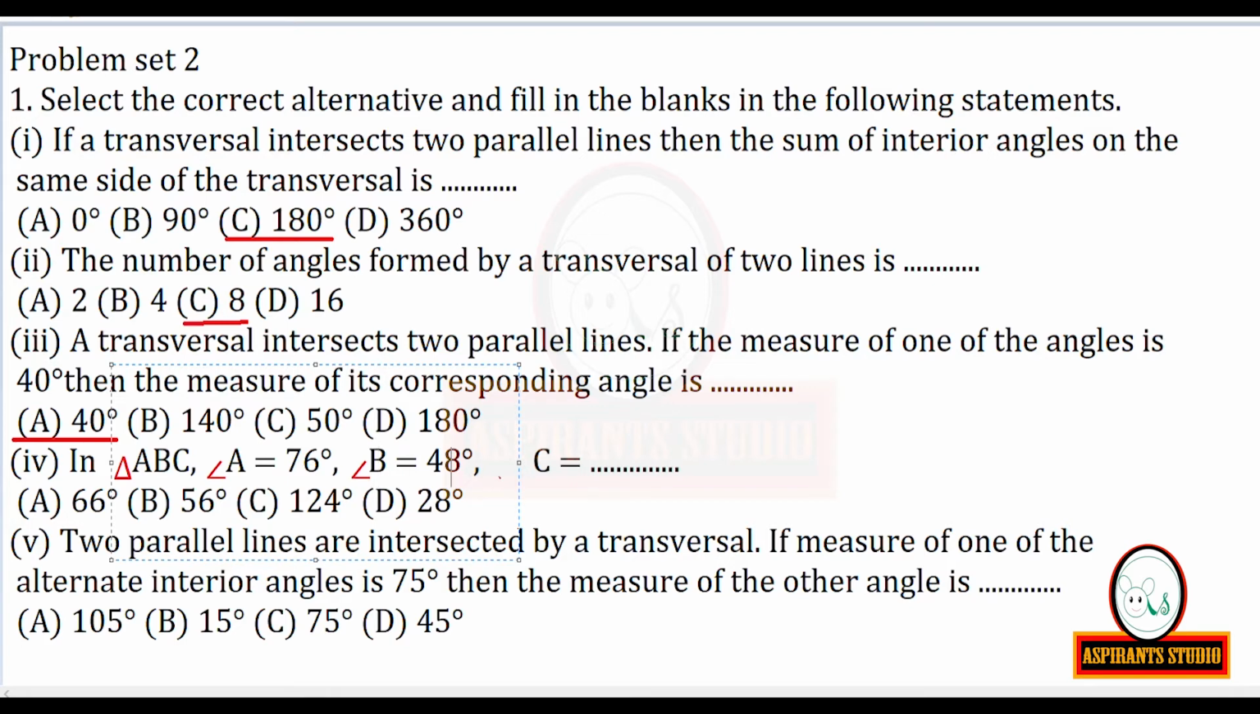Then you will get the measure of the third angle. Measure of angle A is equal to 76 degrees. Measure of angle B is equal to 48 degrees. Therefore, measure of angle C becomes 180 degrees minus 76 plus 48, that is 124. 180 minus 124, which is otherwise equal to 56 degrees.